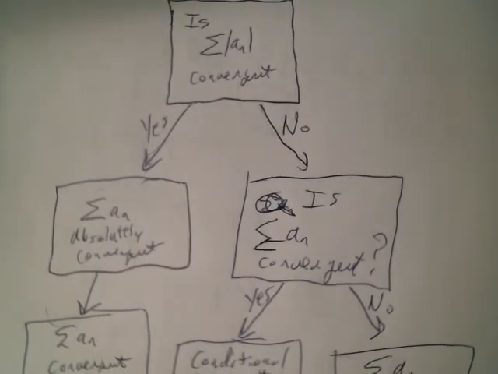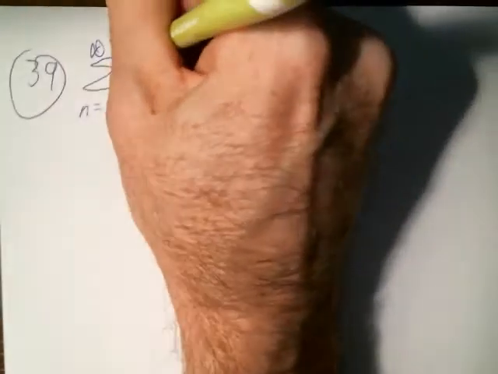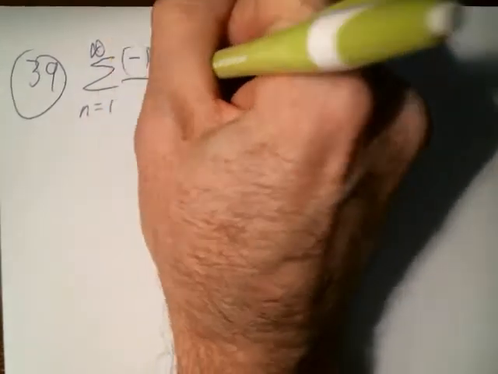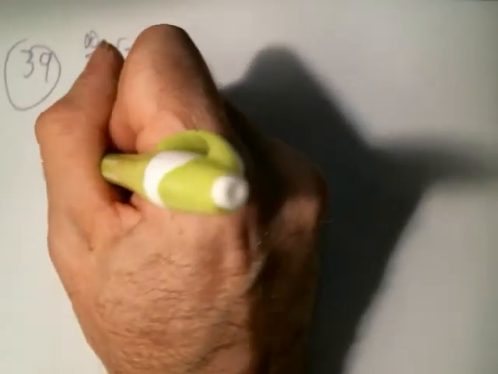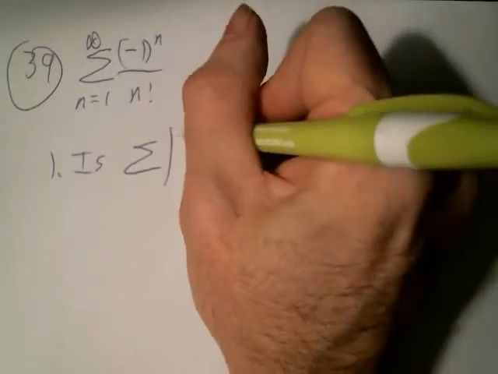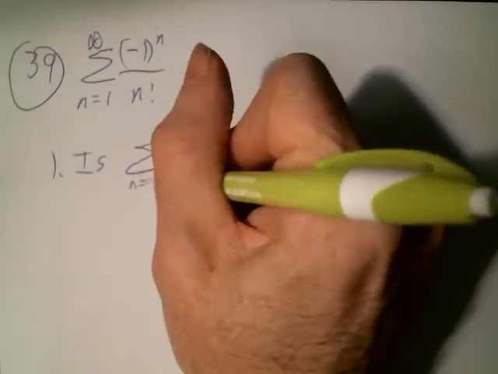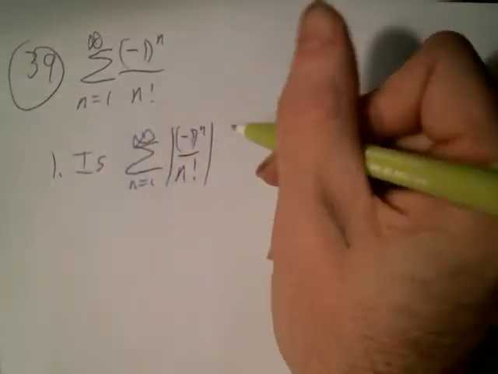So let's try the different permutations of this. We'll start with 39. The series from n equals 1 to infinity of negative 1 to the n all over n factorial. So step 1, you ask yourself, is the sum of the absolute value of the terms of the series convergent?